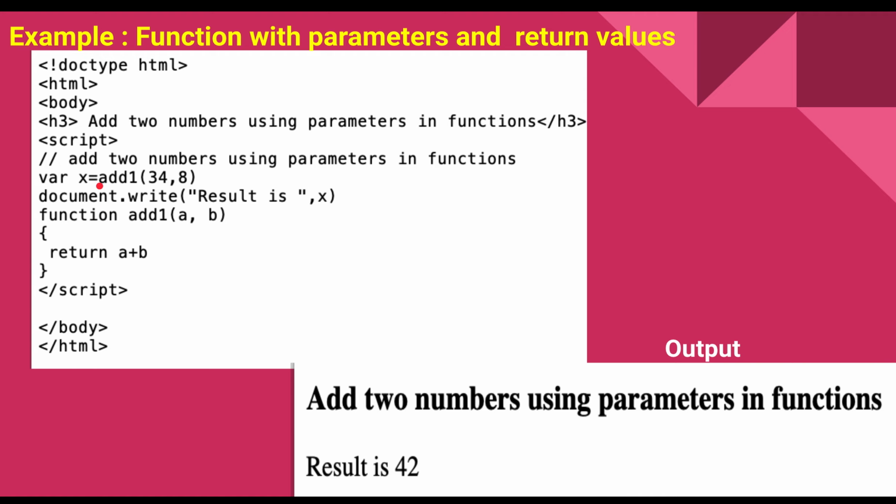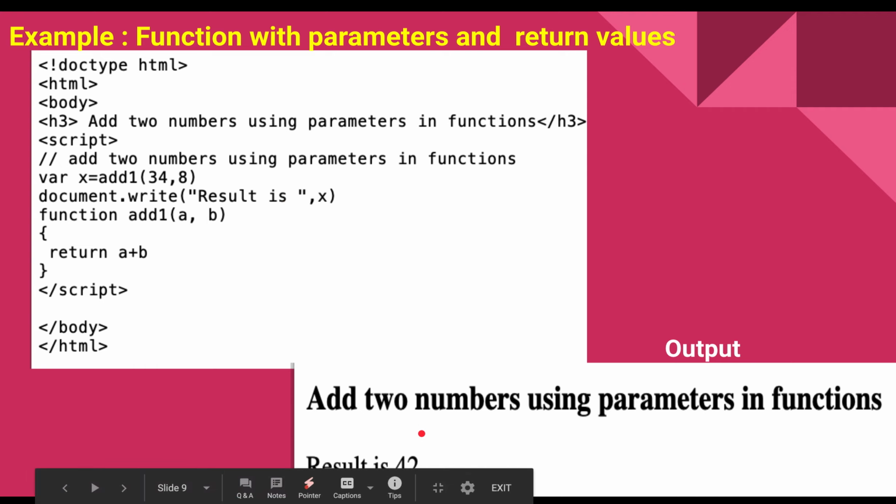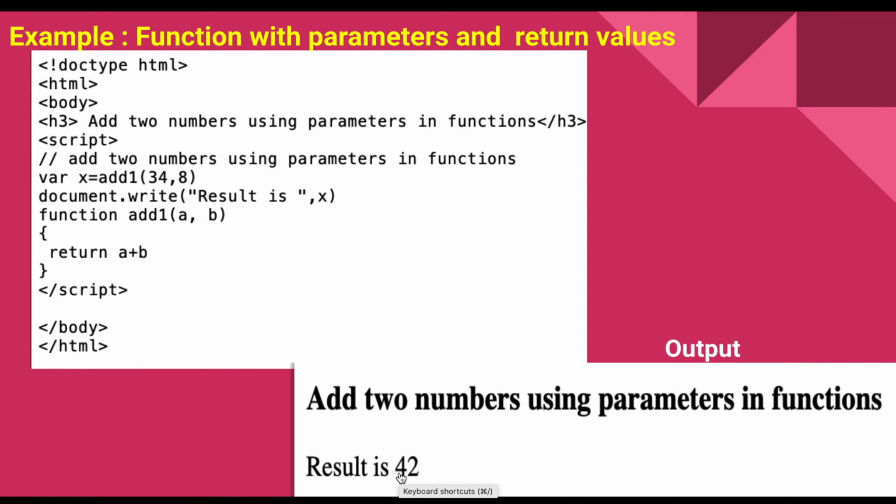That is, x will be assigned the added result. Okay, and that will be displayed using document.write result as x values will be printed. As you can see in the output, when 34 and 8 are added, it will display the result as 42.